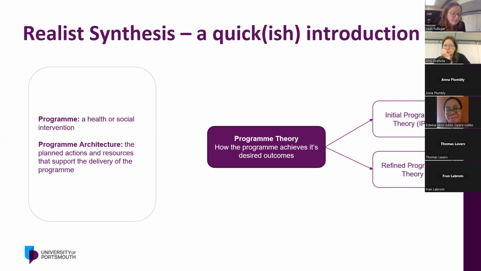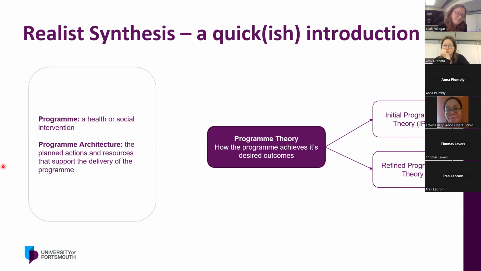And then we have the programme theory. This is just a theory of how the programme works or is intended to work. We'd start with an initial programme theory, which is really our best guess based on experience, literature, and chatting to stakeholders. And over the course of the synthesis, we use evidence to clarify this into a refined programme theory, which is then an evidence-based explanation of how and why an intervention works.